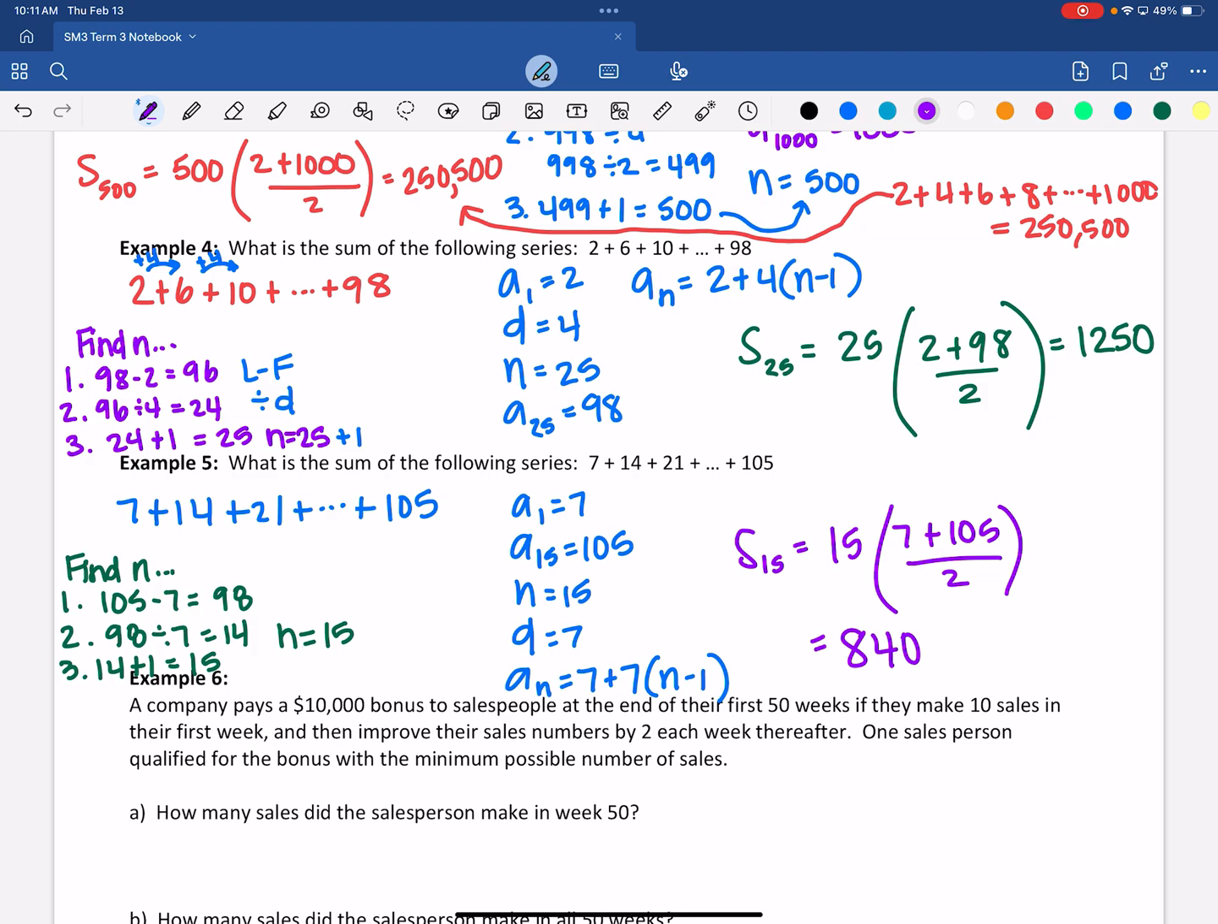So Santi, can you see how this method is helpful? Because right here, would you have known there are 15 terms without adding them? You probably got 14 if you did this minus this divided by, I don't know. I don't know how you were doing it before, but you do last minus first divided by the common difference, because that tells you how far they're jumping.